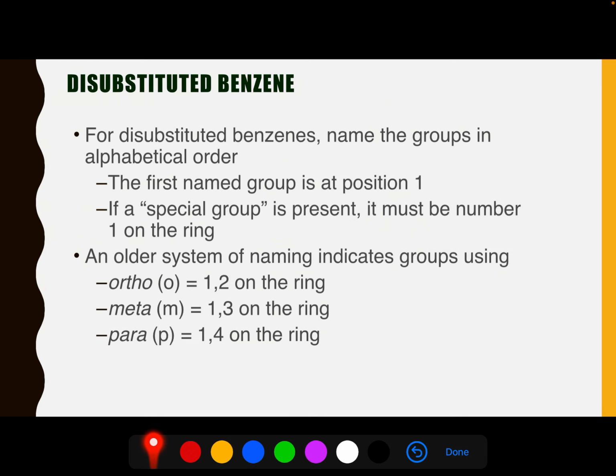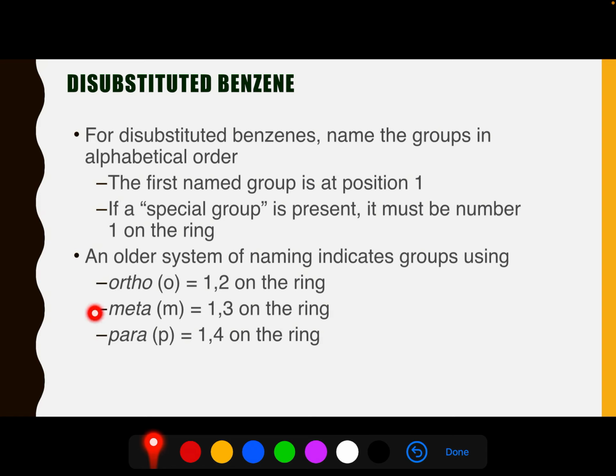For di-substituted benzenes, you're going to name the first group position 1. If there's a special group, so there's a group according to IUPAC rules that deserves a higher priority, it must be number 1 on the ring. So that would be like a chlorine or an alcohol group would receive the number 1, and then your ethyl or methyl groups would be named after that.